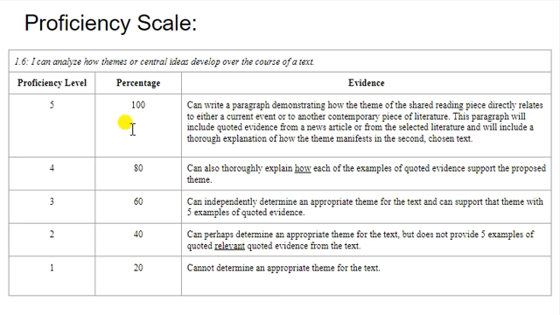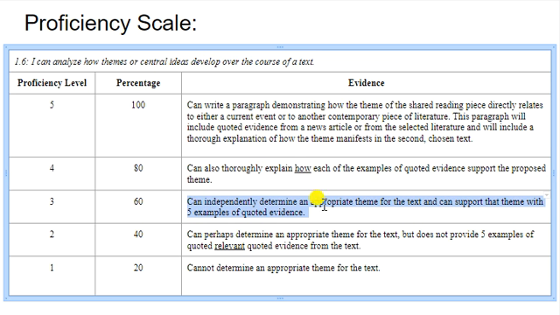All right. For the first learning target, 1.6, to pass, to get a 60%, to get a 3 out of 5 in analyzing themes and central ideas, here's what you have to do. You have to independently determine an appropriate theme for a text and support that theme with 5 examples of quoted evidence. You're going to use that determining theme and I can't remember the name of it. Determining theme and collecting evidence or something like that.